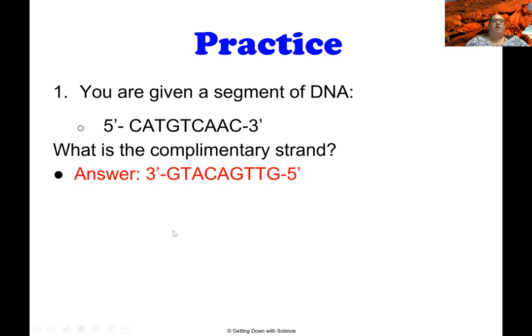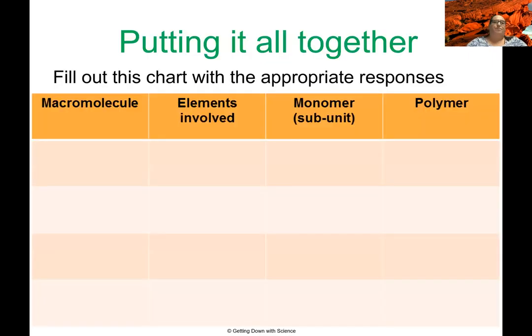Okay. So we have 3' to 5' because remember it's always going to be anti-parallel, opposite, so the numbers reverse. It's going to be G, T, A, C, A, G, T, G. Whenever we ask for complementary, we're always talking about what pairs with what.